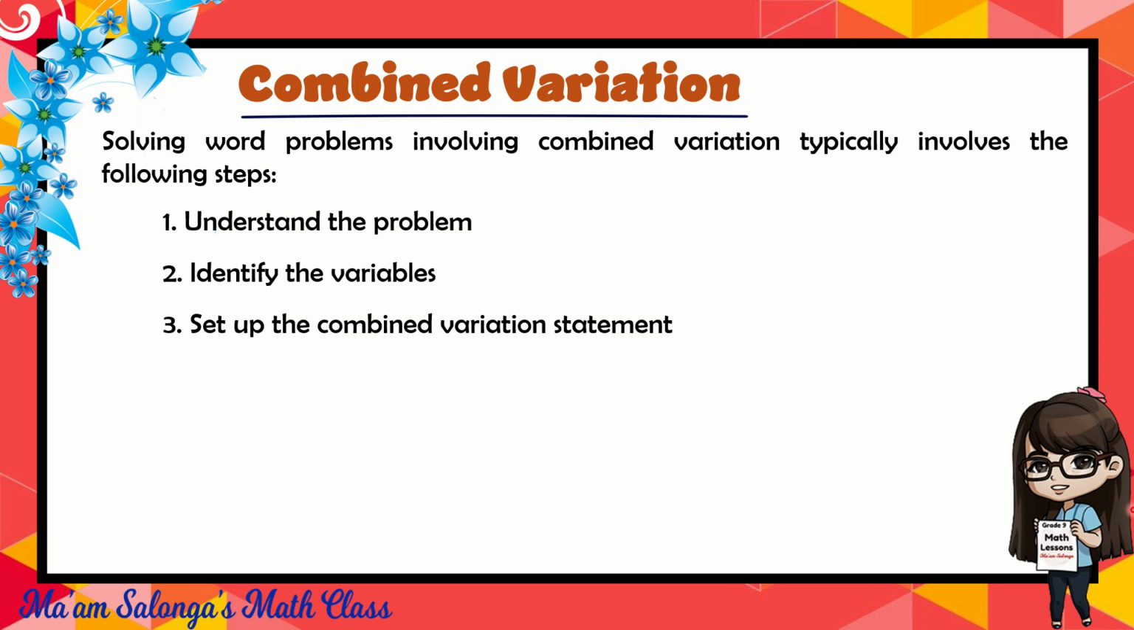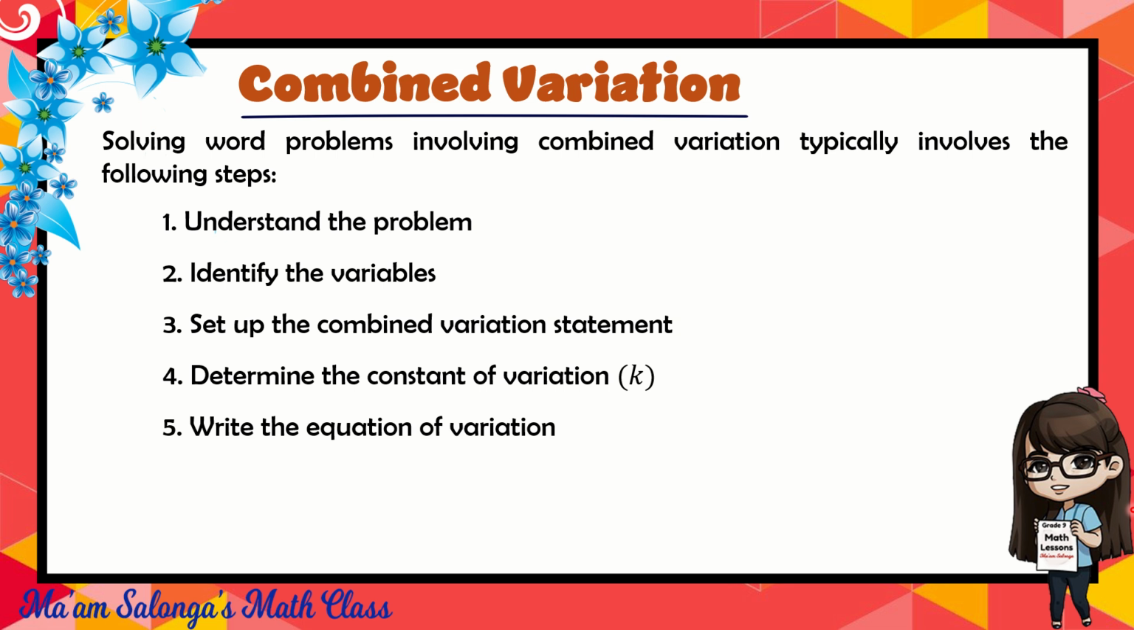Number 3, set up the combined variation statement. Determine which quantities in the problem vary directly and which vary inversely. Number 4, determine the constant of variation. Use the information provided in the problem to find the value of k, then substitute these values into the mathematical equation and solve for k.